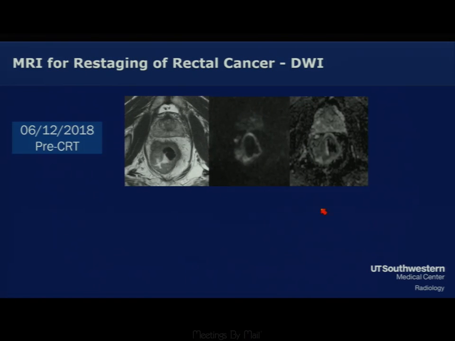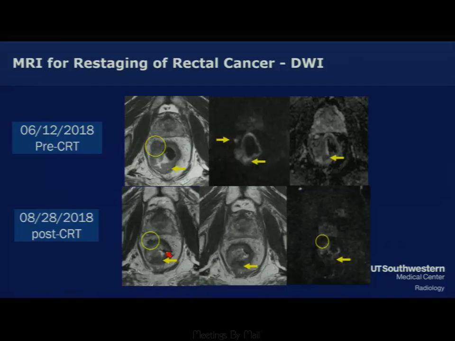Here's an example from our database. Large tumor, intermediate signal intensity on T2, and you can see areas of restricted diffusion within the tumor. Also this tumoral nodule here, T3 disease with restricted diffusion. On the post-chemo radiation, you see that this is now dark on T2, both these areas, and they have lost their signal intensity on diffusion. So these are areas of good response.